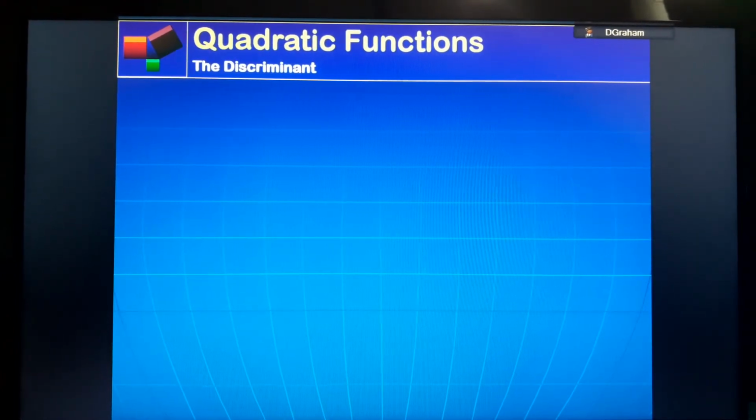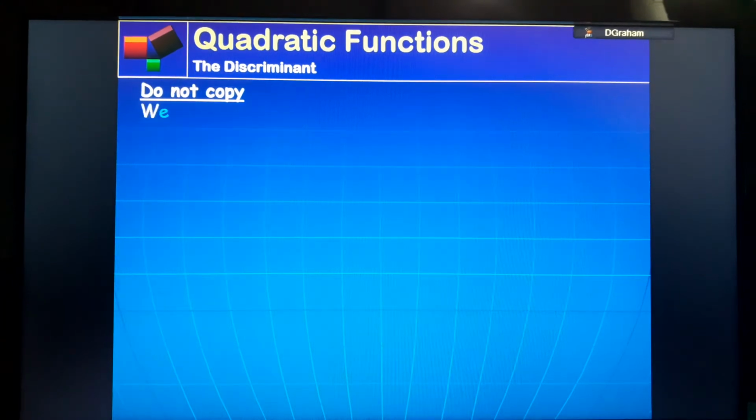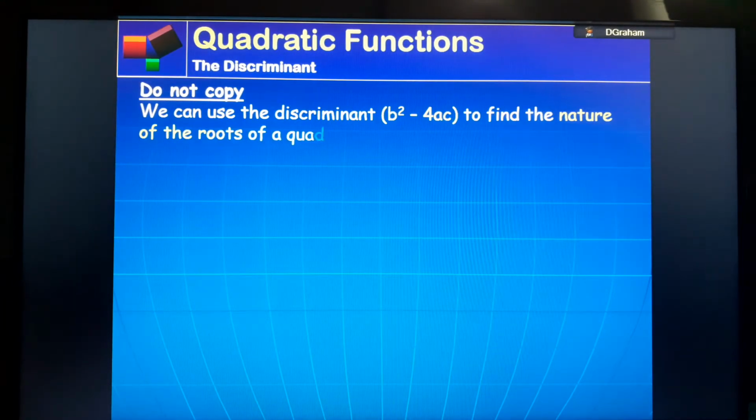Good morning, and today we'll be looking at the discriminant, and again this is a reminder from National 5, certainly to begin with. The discriminant is, as I mentioned in the last lesson, the little part underneath the square root in a quadratic formula. That's the b squared minus 4ac that you see underneath the square root, and we can use this to find the nature of the roots. The nature of the roots are the type of roots that they are, okay?